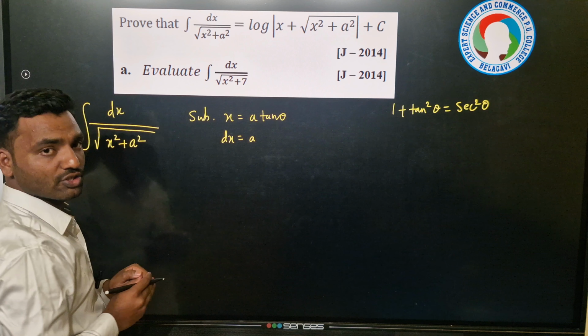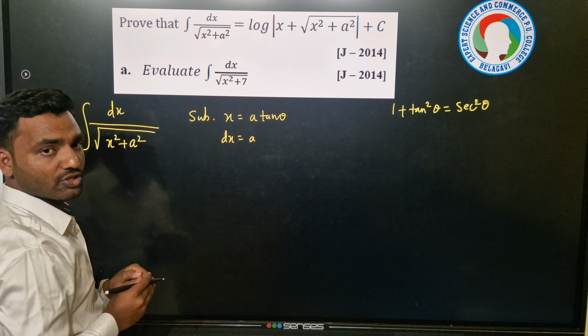So here it is the integration with respect to x divided by square root of x square plus a square. Here x square plus a square is there. So you know the identity formula, 1 plus tan square theta is equal to sec square theta. Then you can substitute x as a tan theta. Then you will get a square plus a square tan square theta, then a square common, and the remaining 1 plus tan square theta, which gives sec square theta, because you have to substitute here.